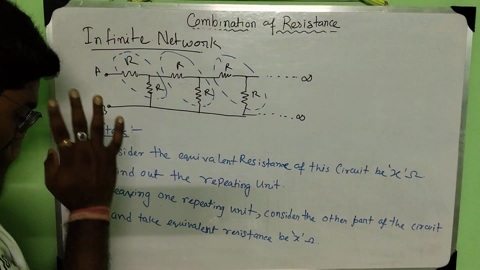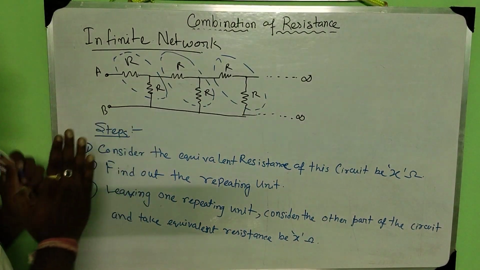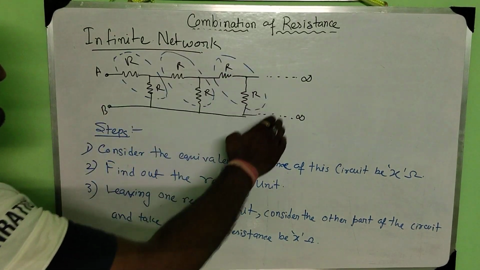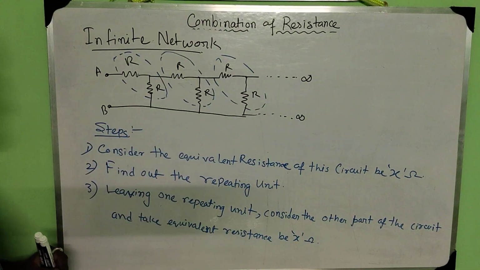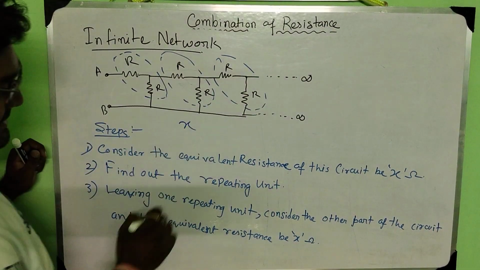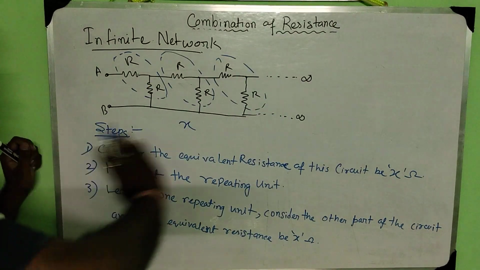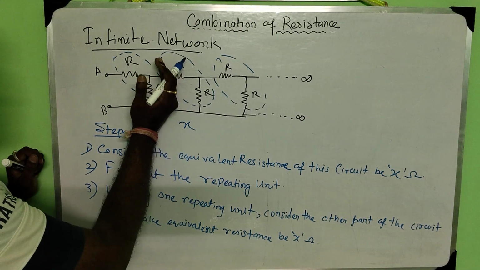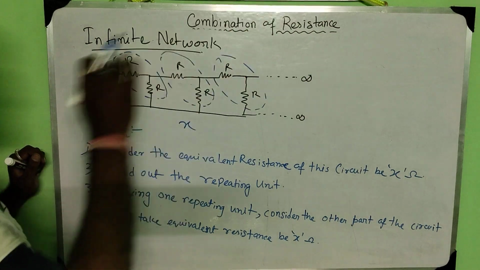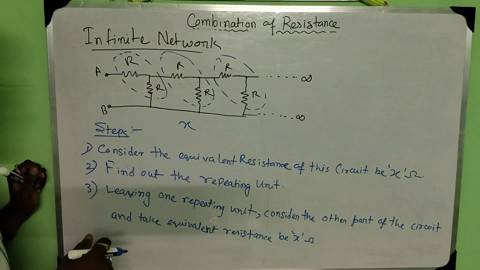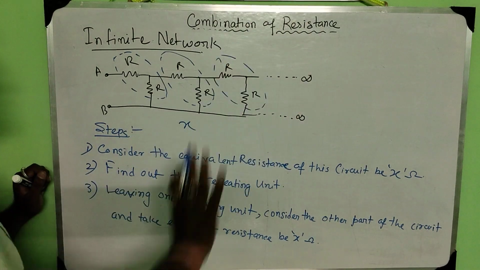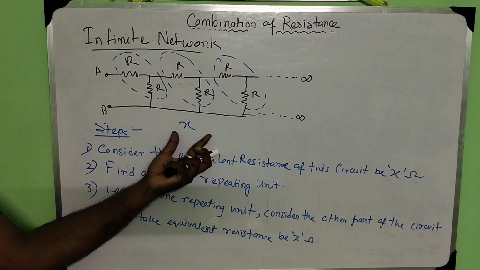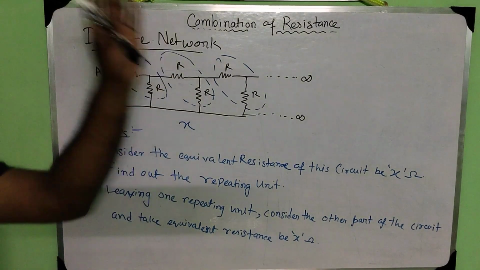Now see, look at it very carefully, make your mind clear and focus. If the total equivalent resistance of this circuit is x, now it is infinitely long. We don't know how many resistances are connected. Now if I omit one resistance, the others are also repeating. It is continuously long. So the other part of this circuit also, the equivalent resistance will be x only, as it is infinitely long.